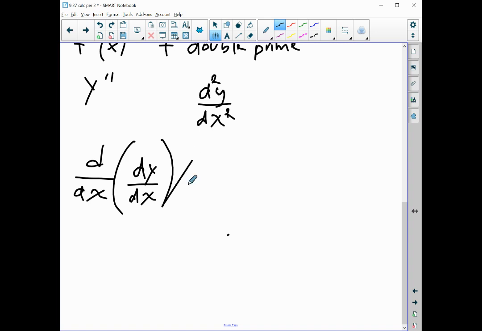Now, if we look at this notation to kind of describe it, if you look at the top, there's two d's. That's why it ends up being d squared. And there's two dx's.